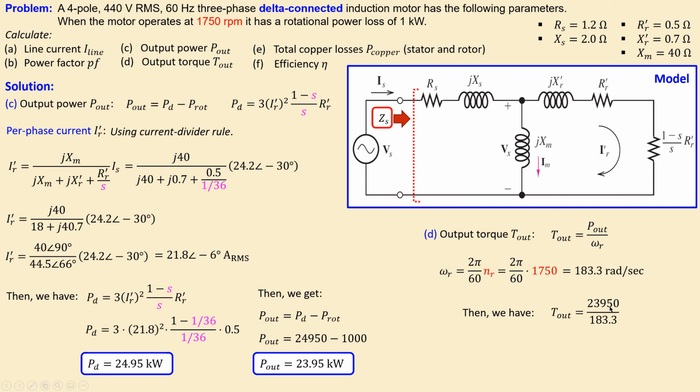Now you do the math here for yourself, just substitute the value of this power out, and also what we had just calculated for our rotor speed, then we have 131 Newton meters. That's for the output torque.